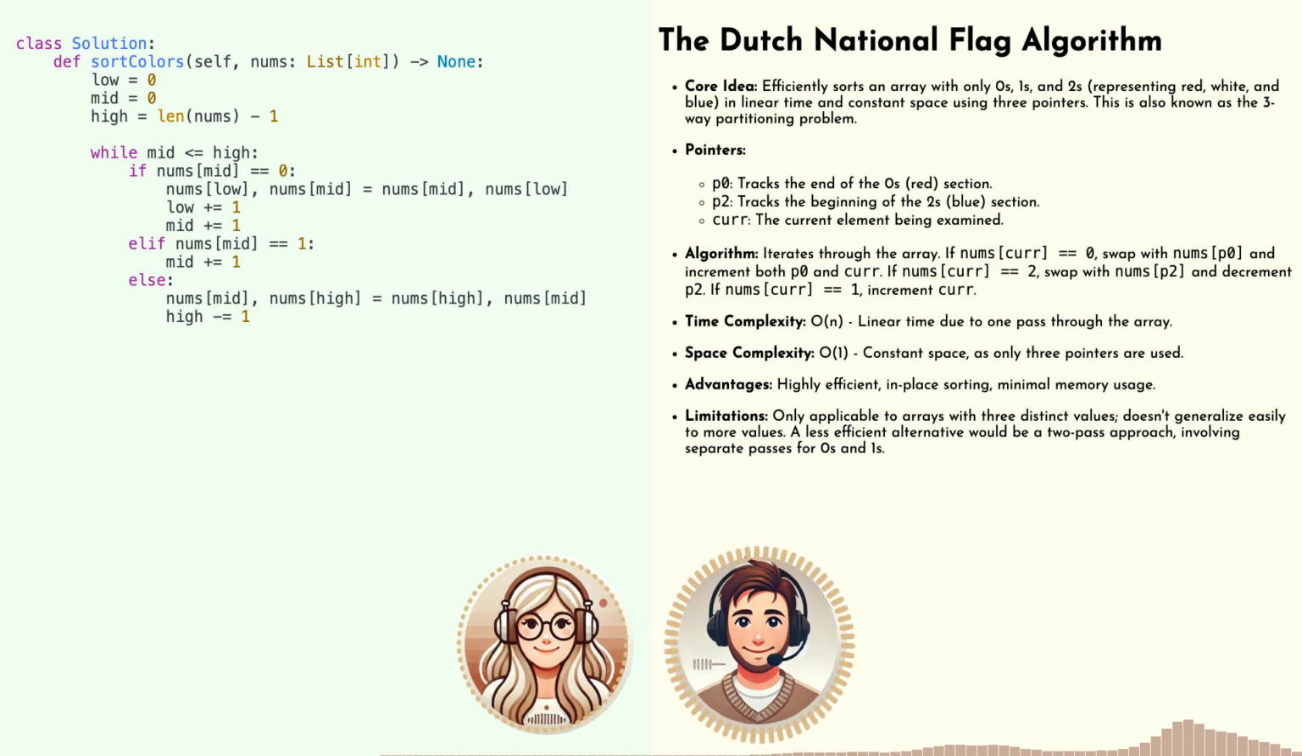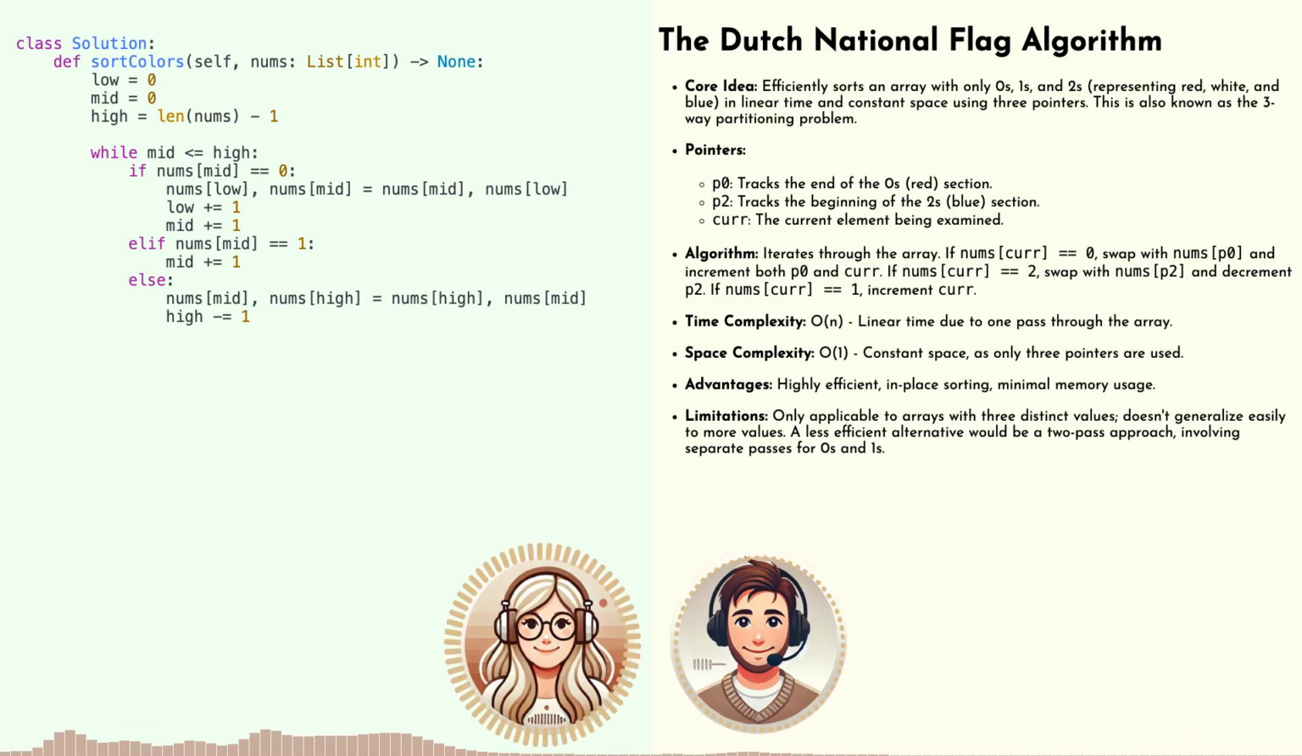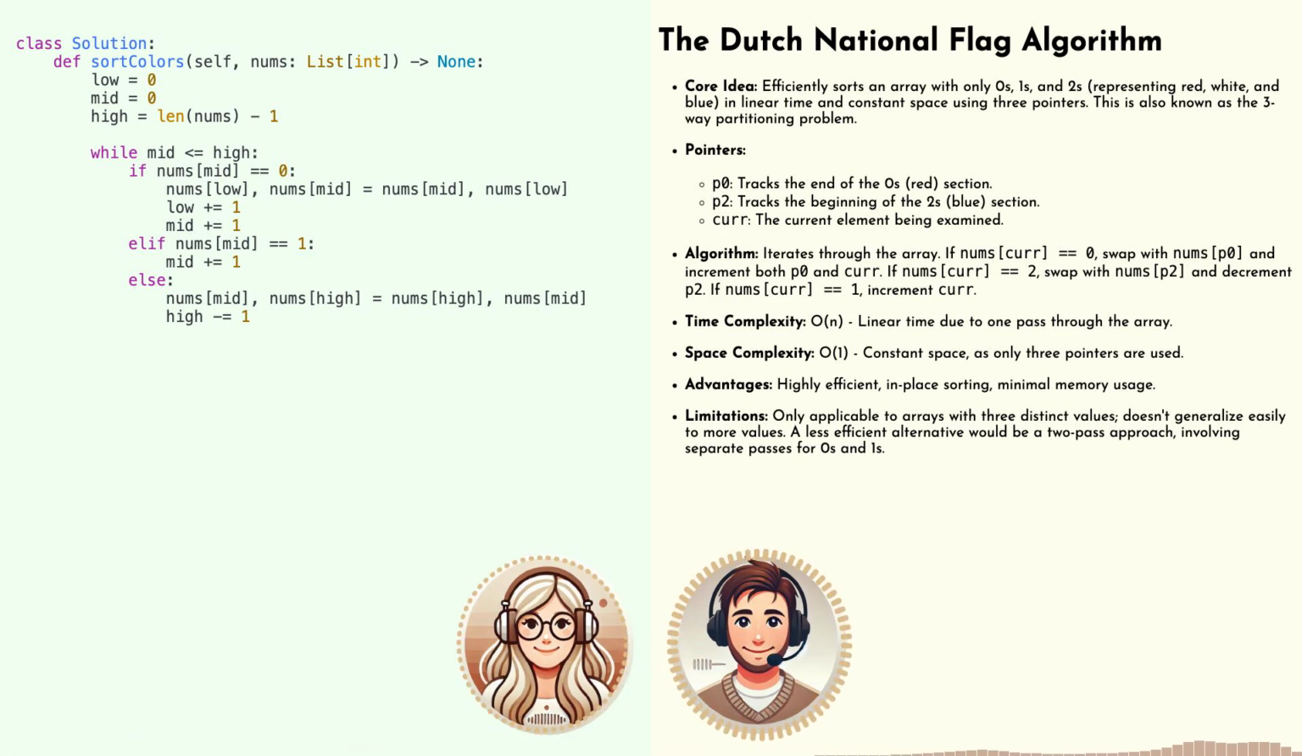Simple enough. And what about when mid comes across a 2? Ah, our blue. This is where it gets a little interesting. When mid finds a 2, we swap it with the element at high, and then move the high pointer one step back. You got it. But why don't we move mid forward here as well? Good catch. We don't move mid because the element we just swapped into that position, we don't know what it is yet. Oh, I see. It could be a 0 or a 1 or even another 2. Then we've got to check it again. Exactly. So we keep doing these swaps and moving our pointers until mid crosses over the high pointer.